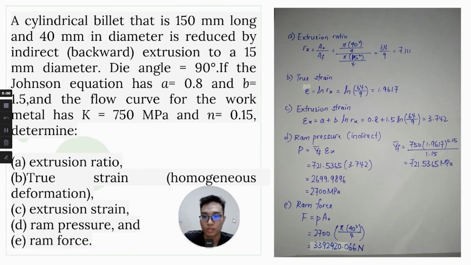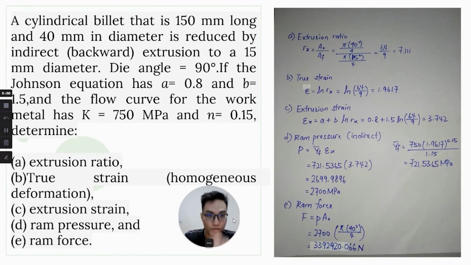If the Johnson equation has A equal to 0.8 and B equal to 155, and the flow curve for the work metal has K equal to 750 megapascal and N equal to 0.15, we need to determine the extrusion ratio, tool strength, extrusion strength, ram pressure, and ram force.